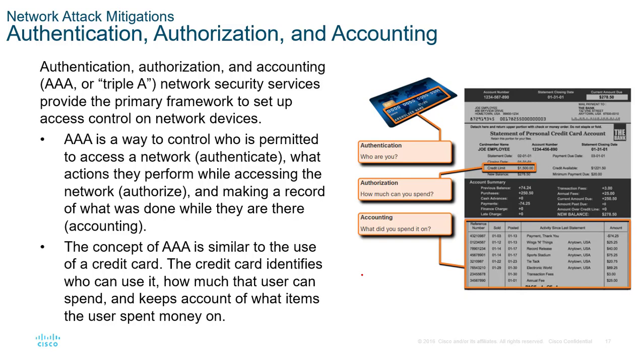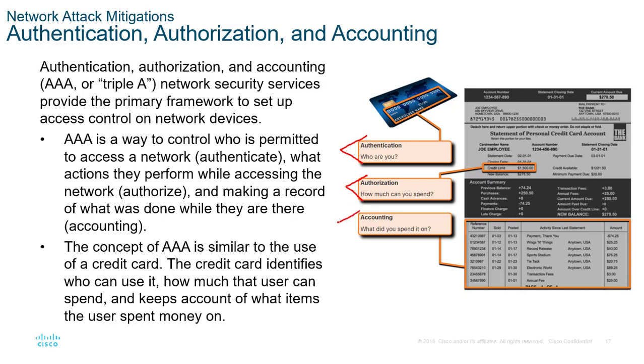AAA services are the authentication, authorization, and accounting network security services that provide the primary framework to set up access control on network devices. AAA is a way to control who is permitted to access a network. Who are you? In other words, the authentication portion. What actions they perform while accessing the network. That's the authorization mechanism. And making a record of what was done while they're there.